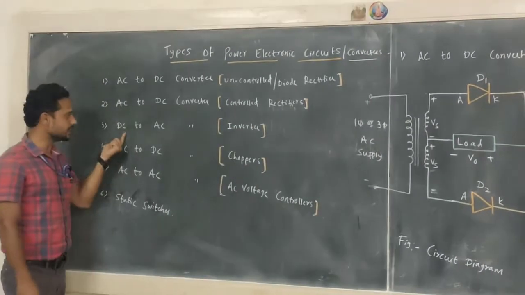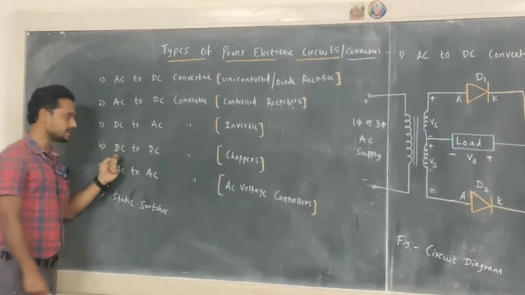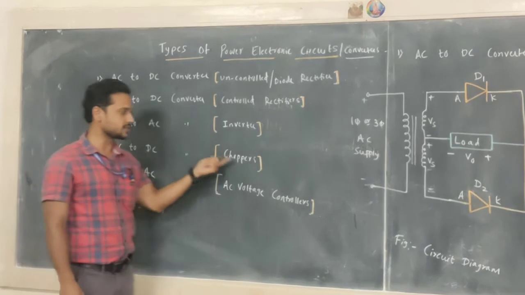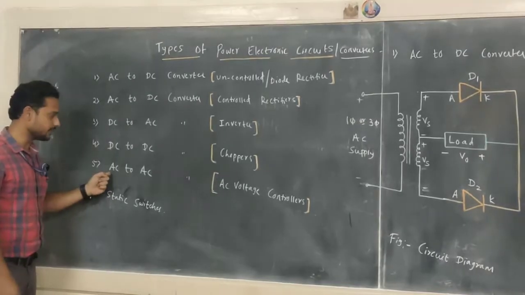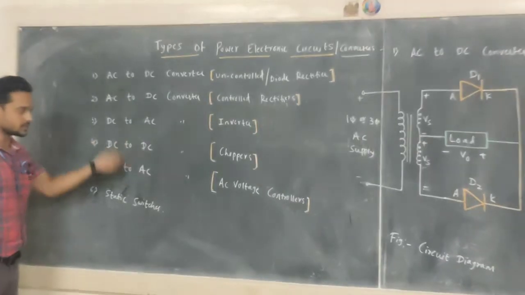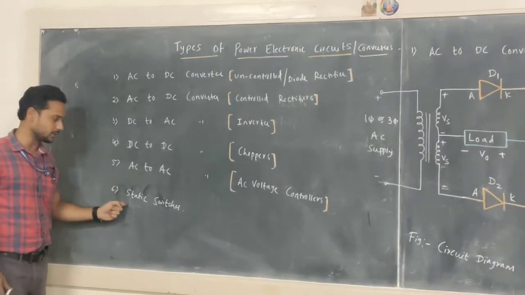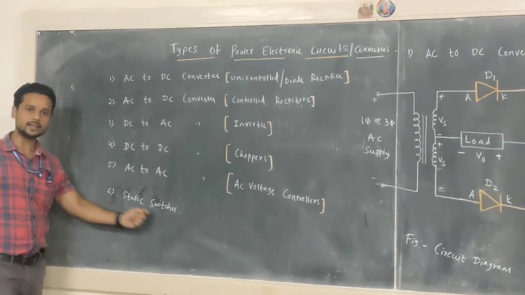Then the third one, DC to DC converter, that is an inverter. Then DC to DC converter, which is also called a chopper. Then finally AC to AC converter, that is an AC voltage controller. Okay, these are the converters that we have, and we will also concentrate on what kind of switches we can make use of. That is the last one, static switches.